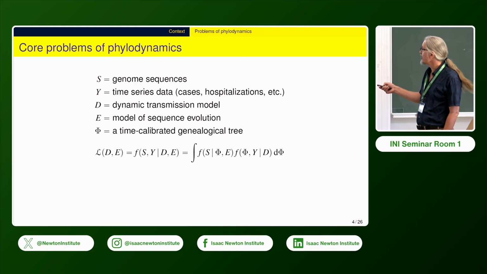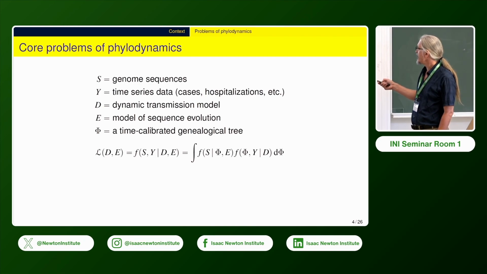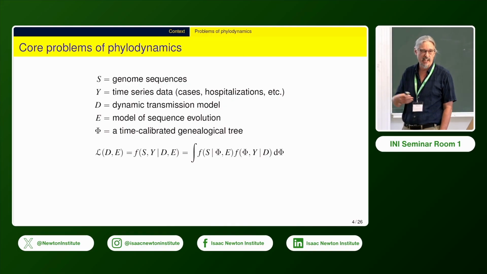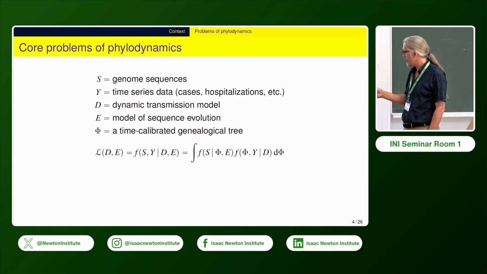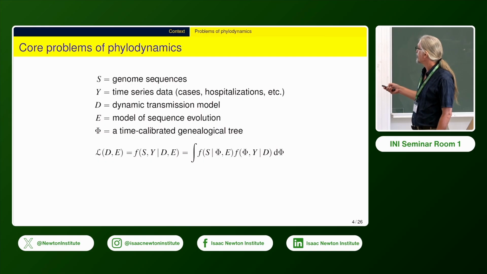And finally, if by some means or another we can come up with a time-calibrated genealogical tree, then this is what the likelihood equation looks like. The likelihood of the disease model and the sequence evolution model is basically just the probability density of the data, conditional on those models. Here I'm using F as a kind of generic density, the meaning of which is clear from its arguments.